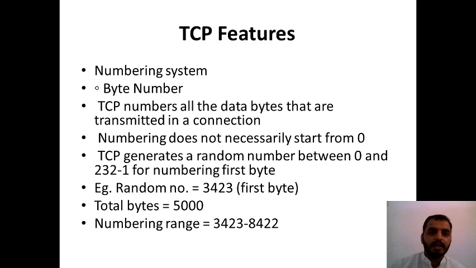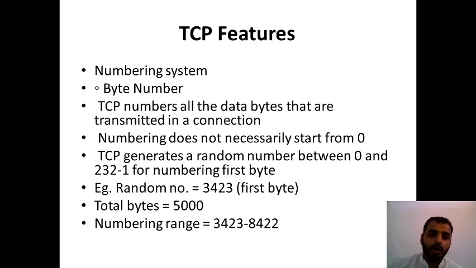Now coming further, what are the features of TCP? TCP follows some numbering system, so as to maintain the order of the packets being sent and the order of packets being received, and also to maintain the number of packets received and the number of packets that are lost. For that purpose we will be maintaining a numbering system. Now it says byte numbers. As I have told you, this is maintained in byte numbers.